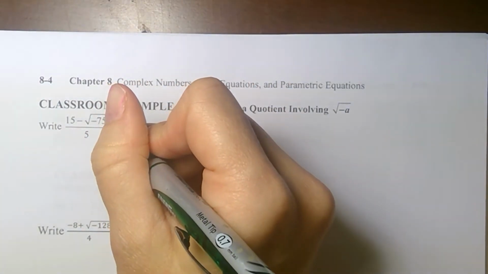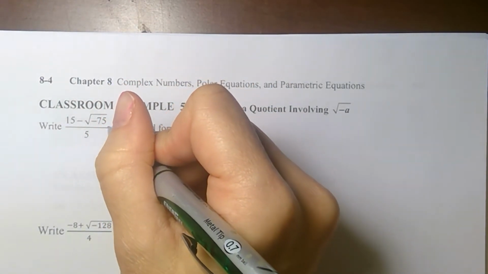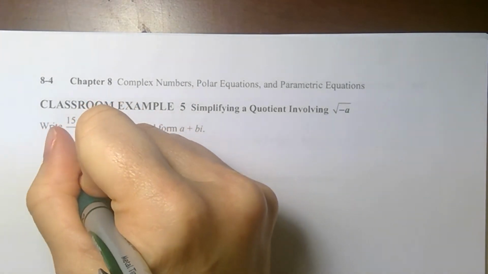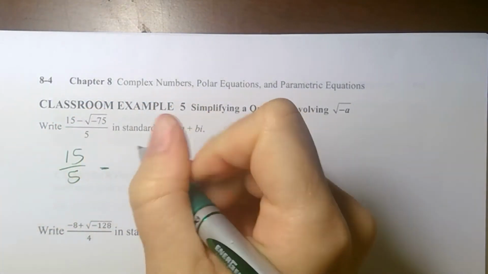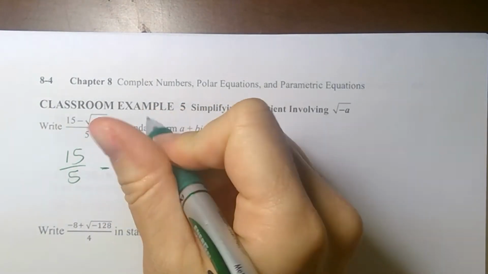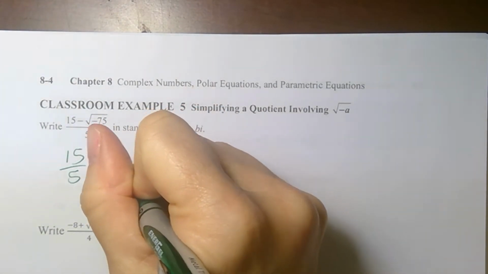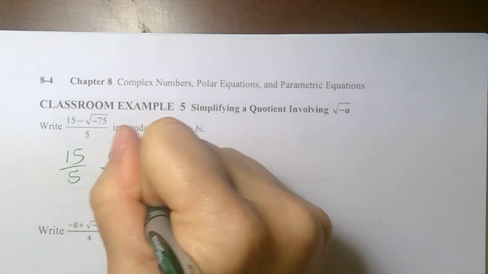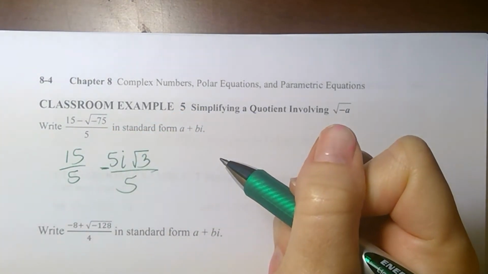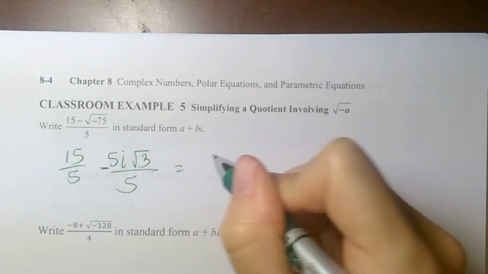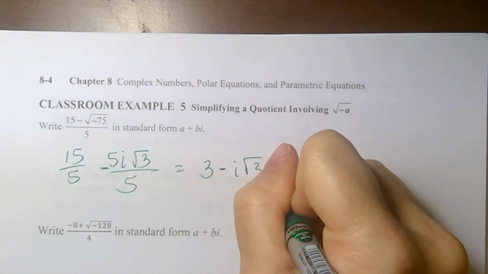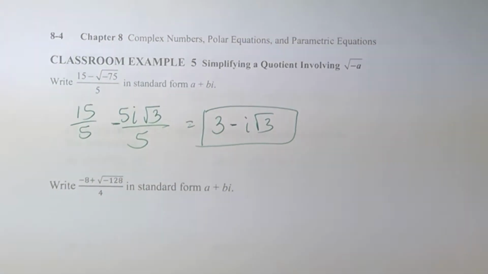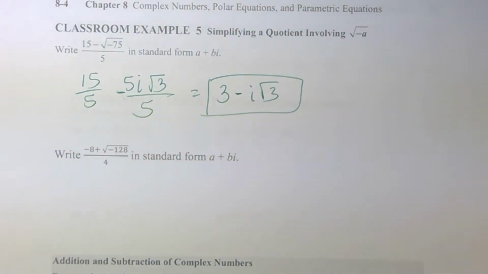So square root of -75, we've already done square root of -75. We know that that is, only we don't have plus or minus, we just have minus here. That is 5i square root 3. And then I cancel out common terms here, and I have 3 minus i square root 3. And I cancel out those common factors.